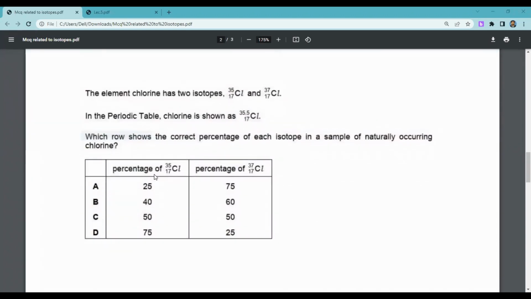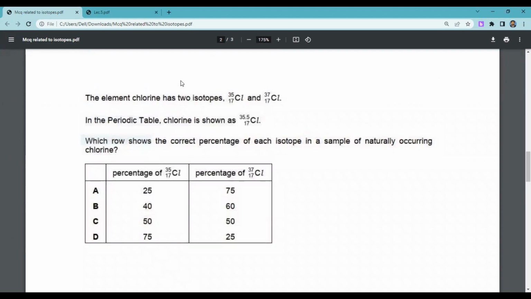This is a question where we will also use some kind of mathematics that I described in the lecture. The element chlorine has two isotopes, chlorine 35 and chlorine 37. In the periodic table, chlorine is shown as 35.5. It means that the relative atomic mass of chlorine is 35.5. This is given to us. Which row shows the correct percentage of each isotope?